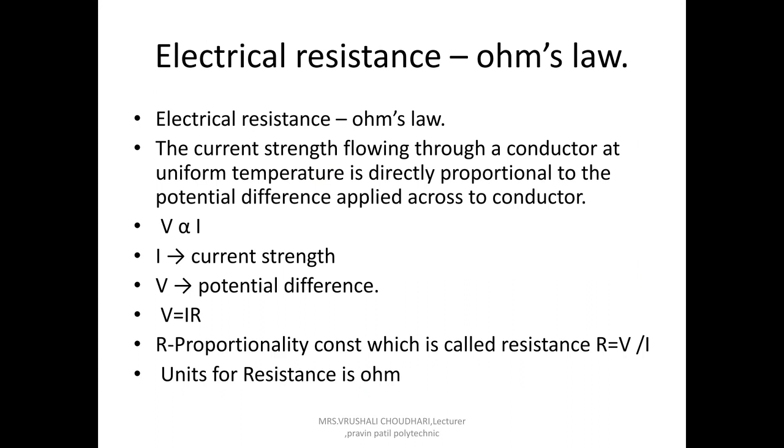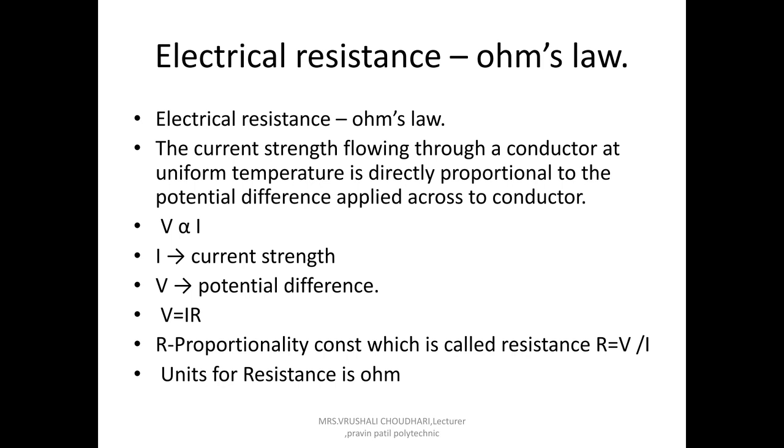First, we are going to learn Ohm's law. What is Ohm's law? The strength of the current passing through a conductor is directly proportional to the potential difference applied across the conductor and inversely proportional to the resistance of the conductor. Means whatever the current flowing through a wire is directly proportional to the potential difference across the conductor and inversely proportional to the resistance. It is written as V proportional to I.